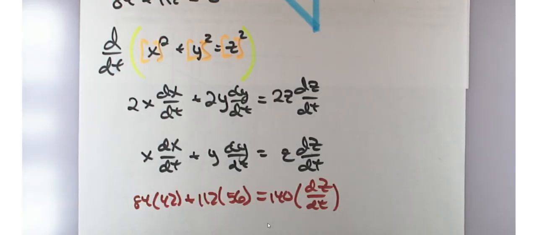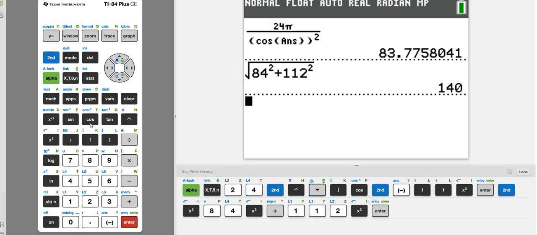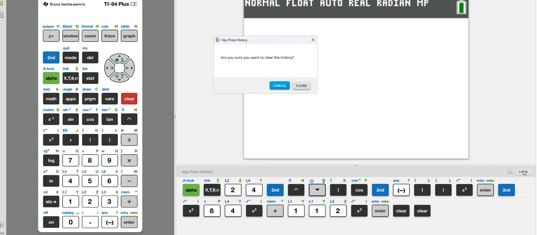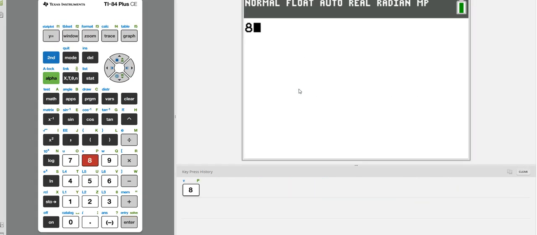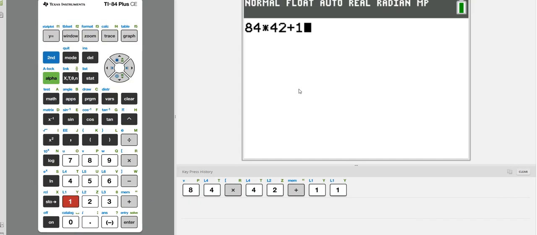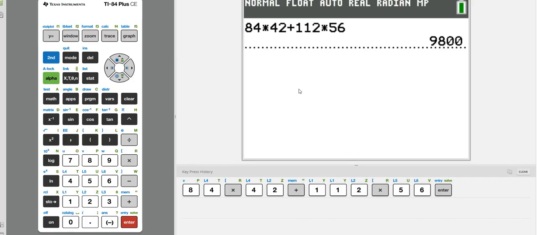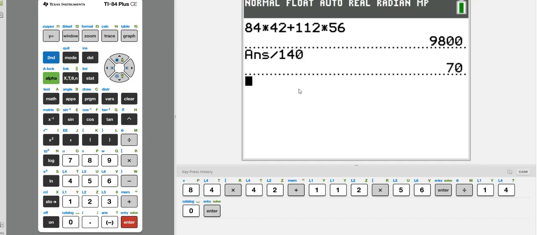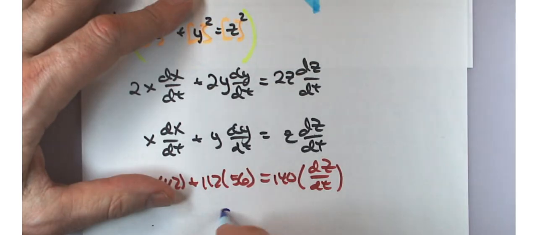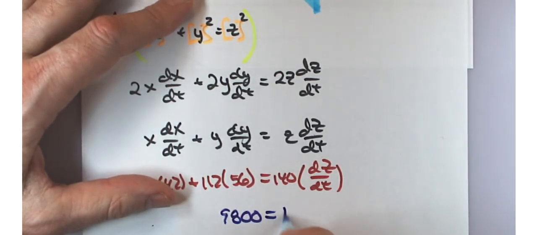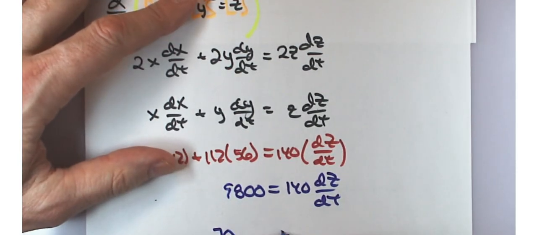All right. So let's figure out the left-hand side. So 84 times 42 plus 112 times 56. Somehow or another, I feel like there should be something clever that I could do here. And then we're going to divide that by 140, and we get 70. So we end up with 9,800 equals 140 dz by dt. So 70 equals dz by dt.